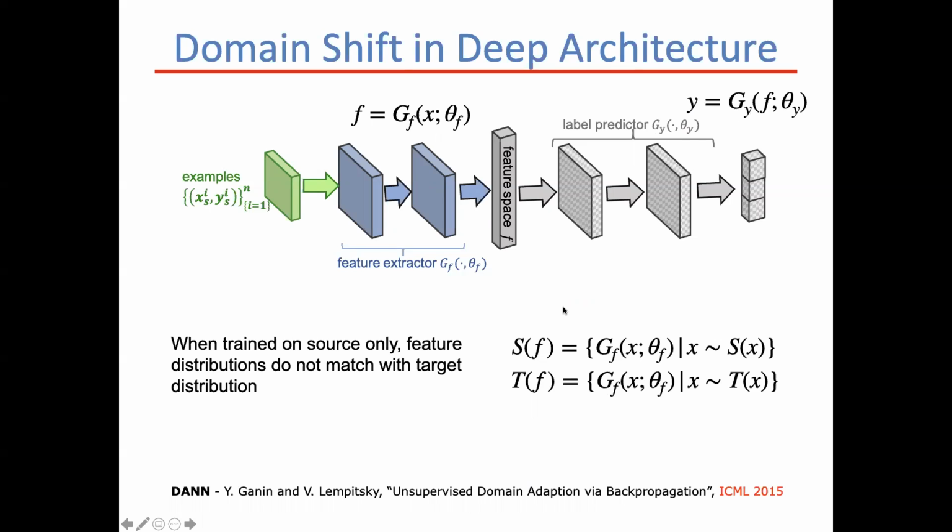So when trained on source only, the feature distributions do not match well with the target distribution, and that can be viewed at the feature space level. And in one of the very nice papers by Ganin and Lempitsky, which is also called DANN, they used an adversarial learning approach to basically minimize this domain mismatch at the feature space level.